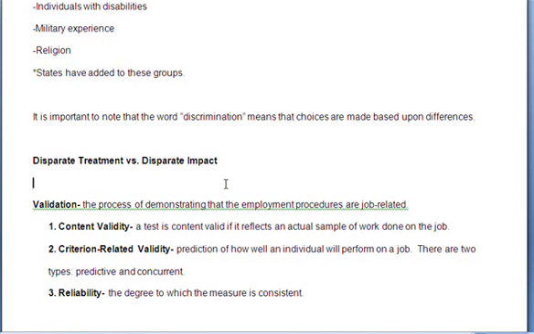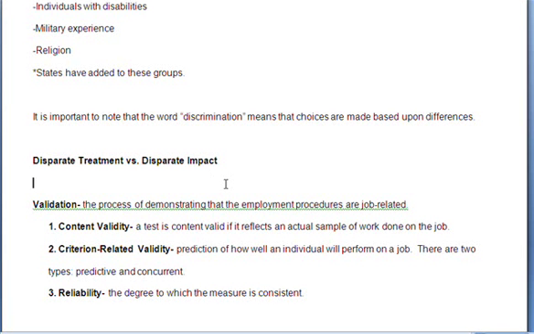I believe the year was 1971. In that particular case, Duke Power Company decided that they were going to have a standard, a requirement that folks have high school diplomas to get certain promotions, pay raises, etc. Well, they held that standard equally to everyone. Okay, so the high school diploma applied equally to everyone. It applied to African Americans, it applied to Hispanics, it applied to Caucasians.